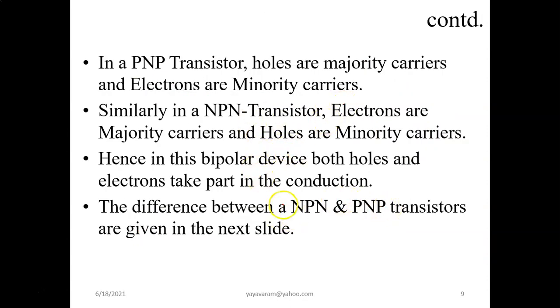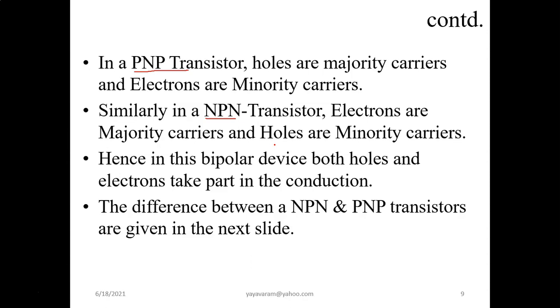And in the bipolar device, that's why it is called a bipolar device, we have both holes and electrons taking part in the conduction. That's why it is called BJT. And these are the two important types of transistors, PNP and NPN.